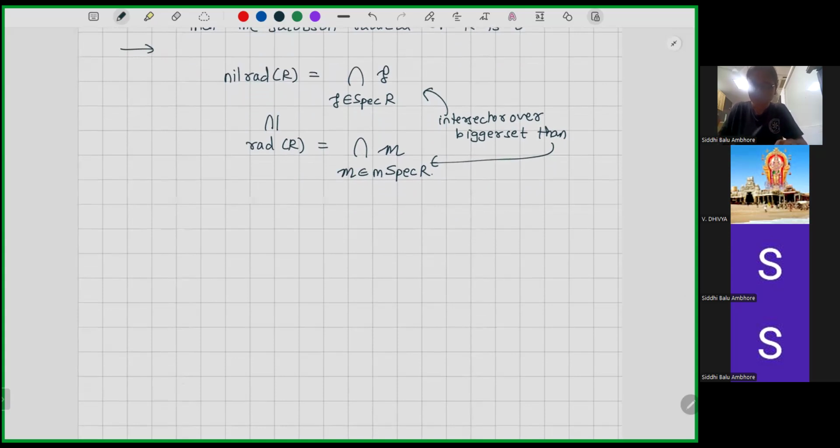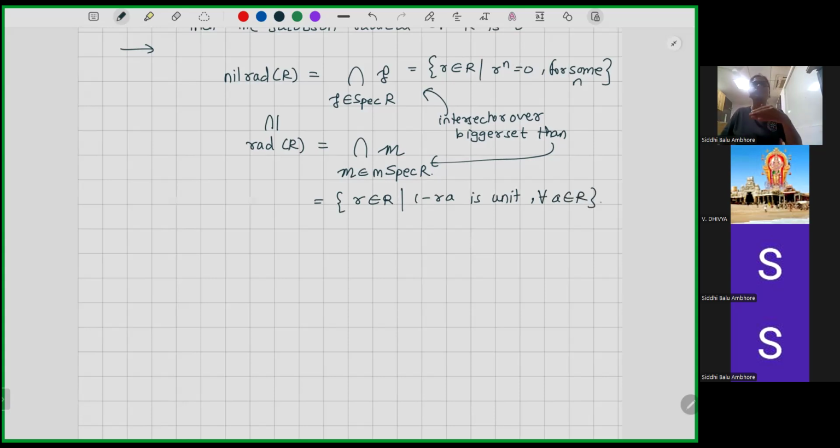The nil radical is also defined as the collection of all r in R such that r to the power n is 0 for some n, and the Jacobson radical of R also has such an expression: it is the collection of all those r in R such that 1 minus ra is a unit for all a in R. Okay, so this is the thing.